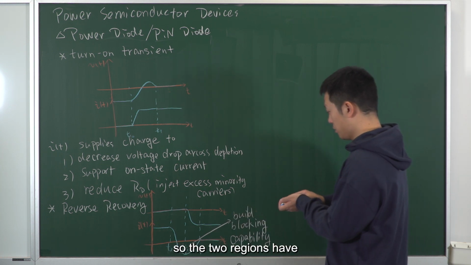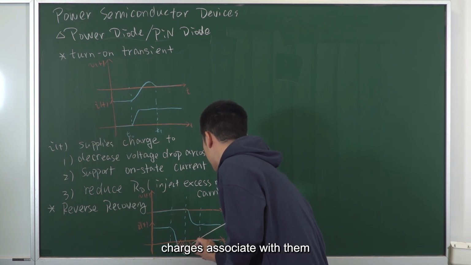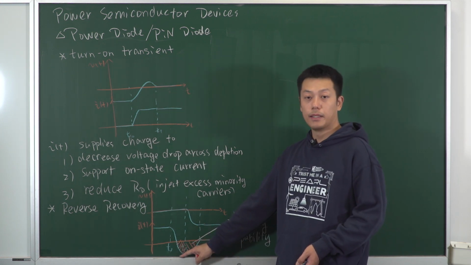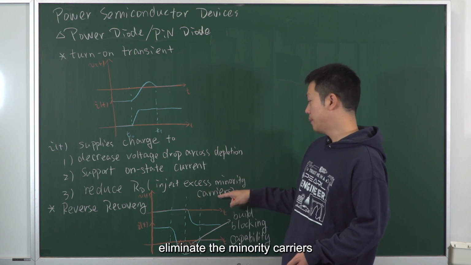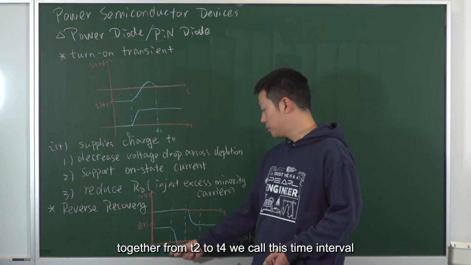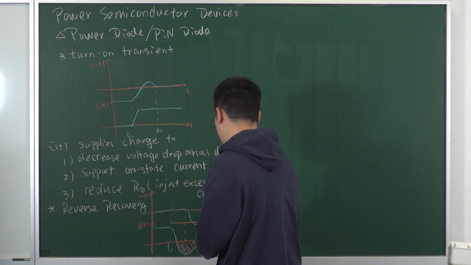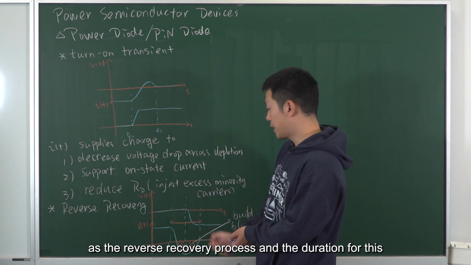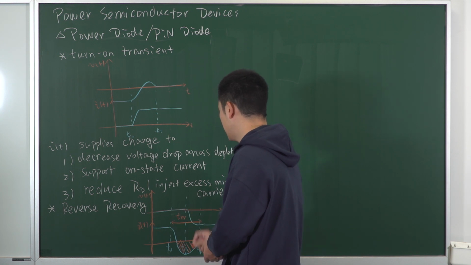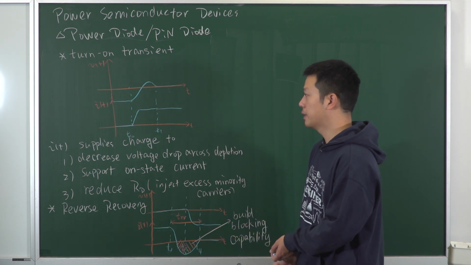Okay, so the two regions have charges associated with them, but for different functions, right? This is for eliminating the minority carriers. This is for building the blocking capability. Together, from T2 to T4, we call this time interval the reverse recovery process, and the duration for this is marked as TRR, the reverse recovery time for the PIN diode.